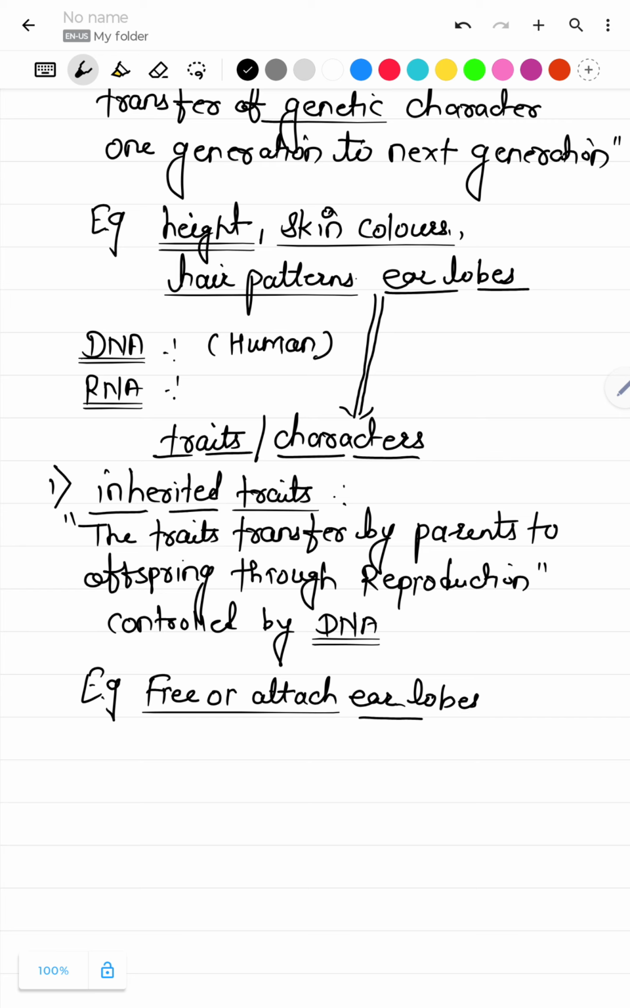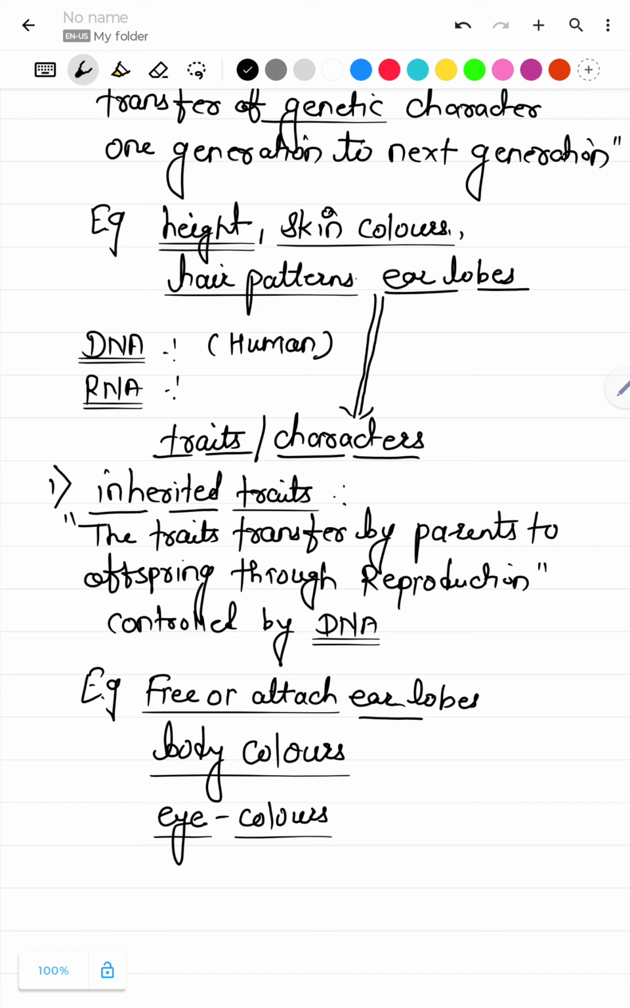The next character, body color or skin color. The third character is what? Eye color. So all these characters are transferred by the parent to offspring through reproduction, and all these characters are generally controlled by the basic unit, that is the DNA.